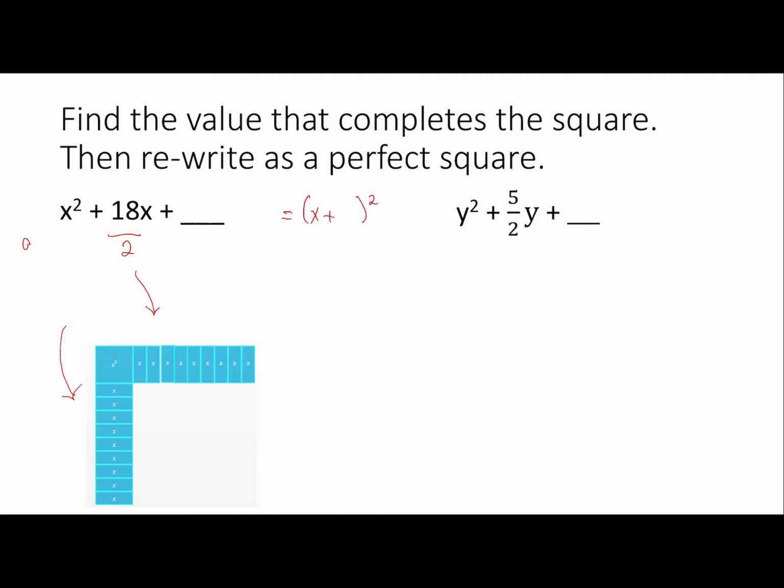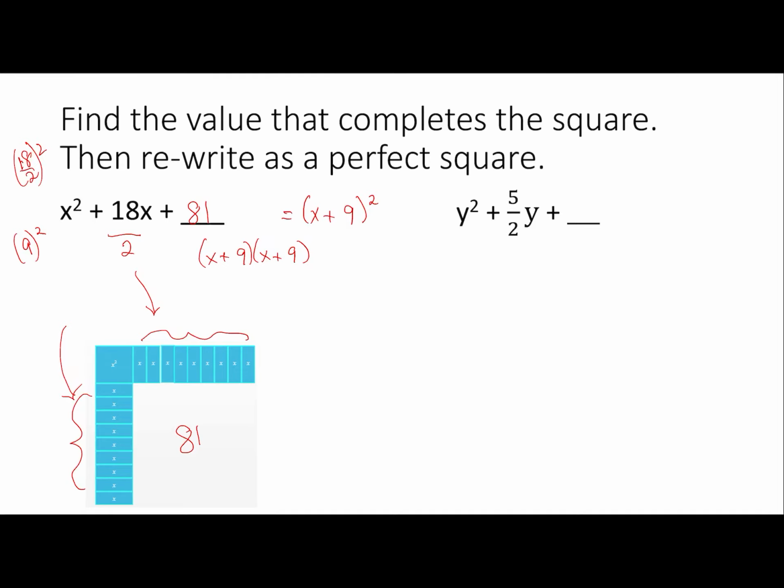And so we take that 9 and we square it because we need 9 of these by 9 of these to get a total of 81 tiles in the middle. So 81 is our number that we are adding. Half of the middle term squared. So now this is a perfect square trinomial. It factors into x and x, plus plus because we have two positive signs, and 9 and 9, in other words, is x plus 9 quantity squared.